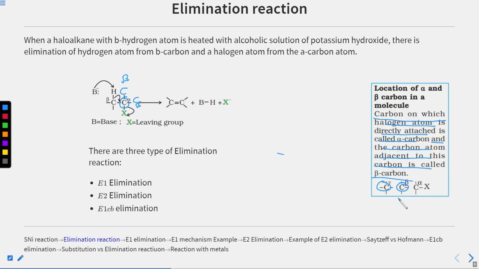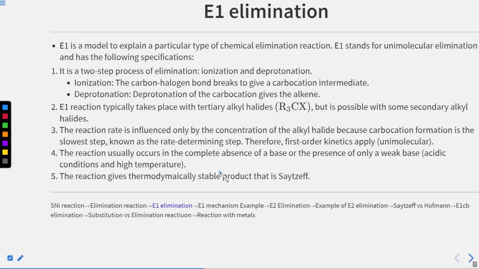And the hydrogen connected to that beta carbon is termed beta hydrogen. Now if I talk about its mechanism, it can happen in 3 ways, similar to the SN reaction, your substitution nucleophilic reaction, SN1, SN2 and SNi. It can also occur in 3 ways. The first one is E1 elimination, the second one is E2 elimination, and the third one is E1cB elimination. We will look at all of these types of elimination reaction one by one, and at last we will compare when it will give a substitution reaction and when it will give an elimination reaction.